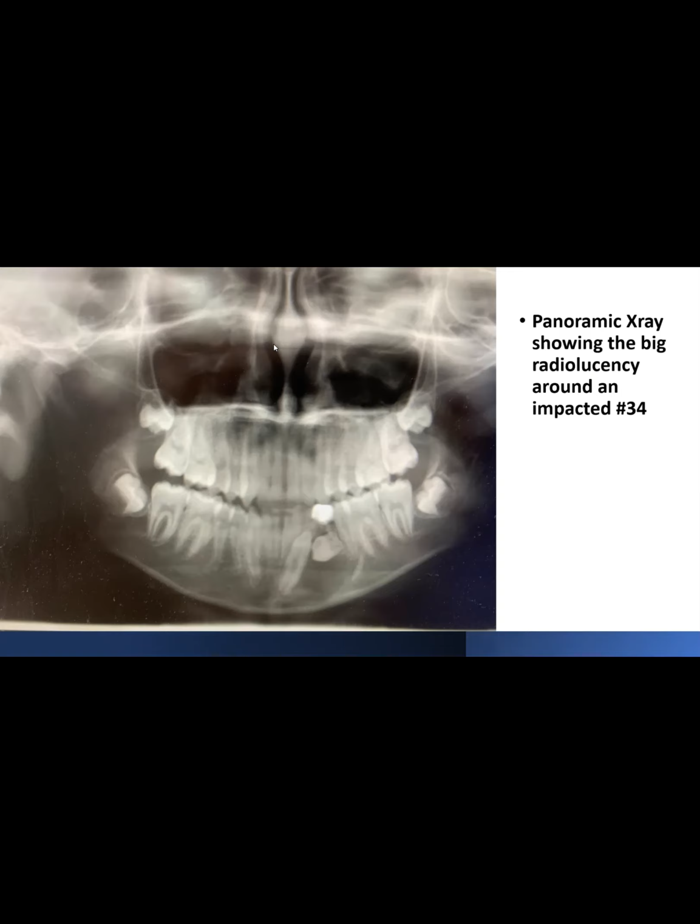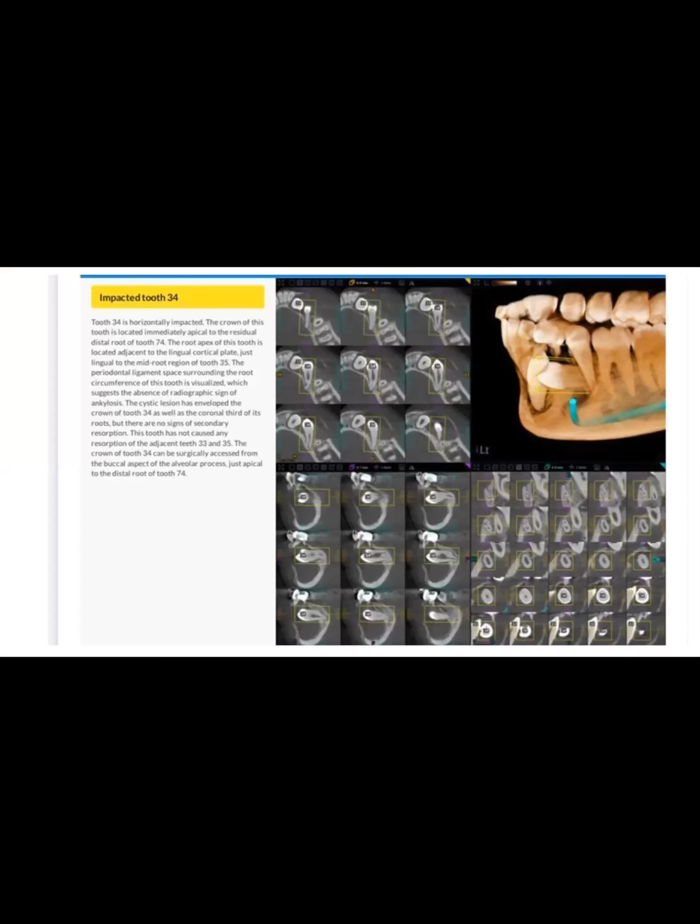Better imaging, like get a PA. Maybe like a cone beam CT scan. Yeah, all right, cone beam CT scan. Here we go. Let's read the report together.